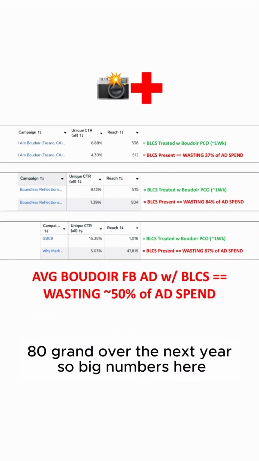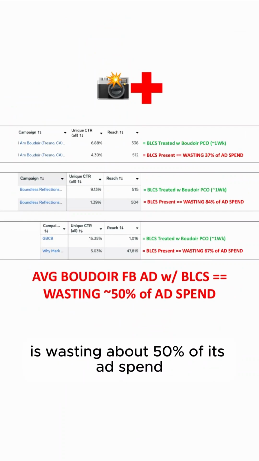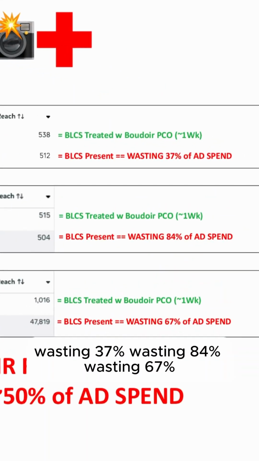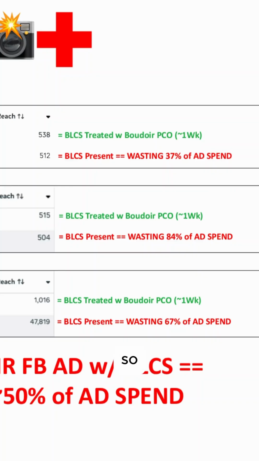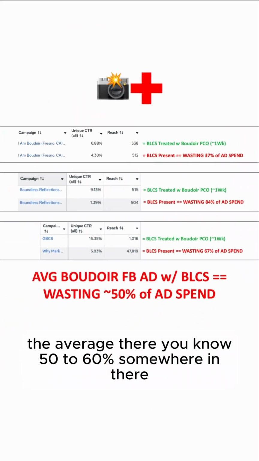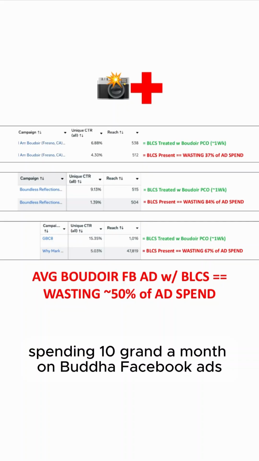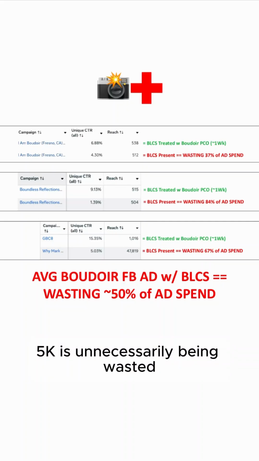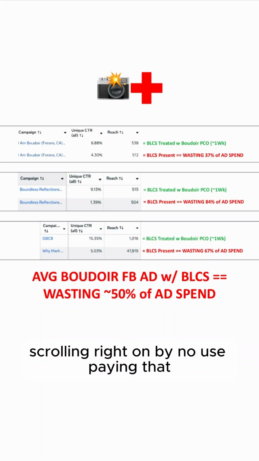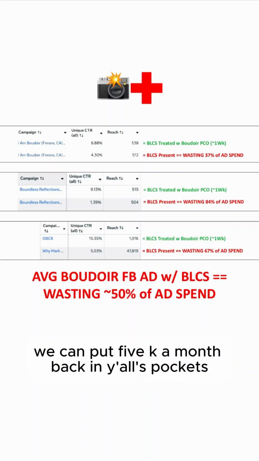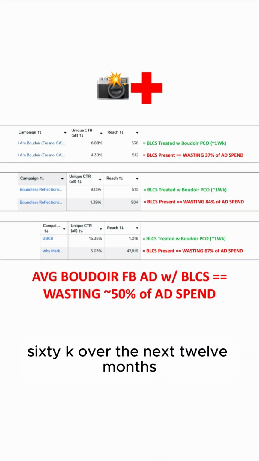And that's like what, 80 grand over the next 12 months, 80 grand over the next year. So big numbers here. Now the average Boudoir Facebook ad with BLCS is wasting about 50% of its ad spend. I mean, look at the numbers right here, wasting 37%, wasting 84%, wasting 67%. So the average there, 50 to 60%, somewhere in there. So again, if spending 10 grand a month on Boudoir Facebook ads, 5K is unnecessarily being wasted, doing nothing to women scrolling right on by. No use paying that, and by eliminating that, we could put 5K a month back in y'all's pockets, 60K over the next 12 months.